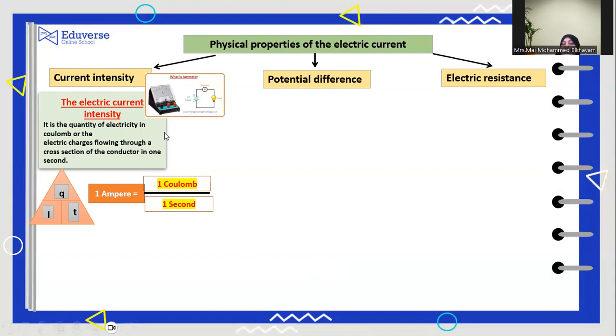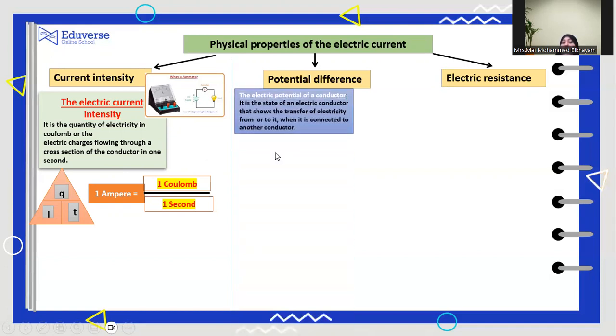And the positive pole of the ammeter should be connected to the positive pole of the dry cell or the battery, and the negative pole should be connected to the negative pole. Okay, the potential difference. First of all, we have to define the electric potential of a conductor. What is an electric potential of a conductor? If I have two conductors, one of them has more electrons than the other. So the electrons will flow from higher to lower.